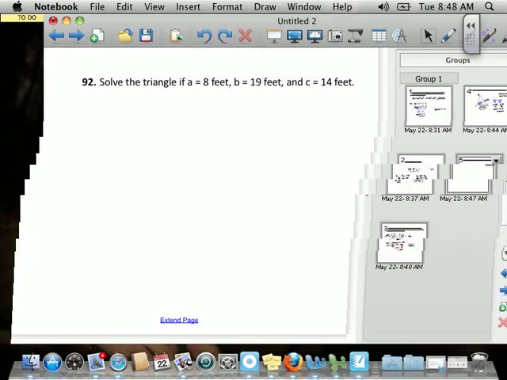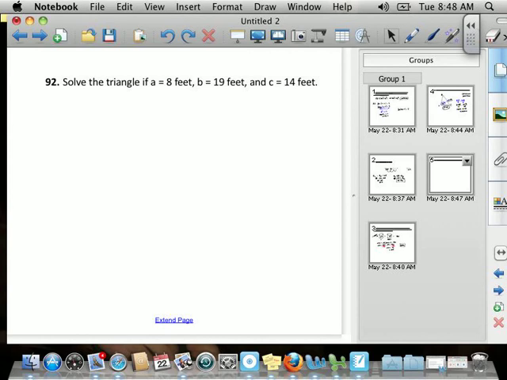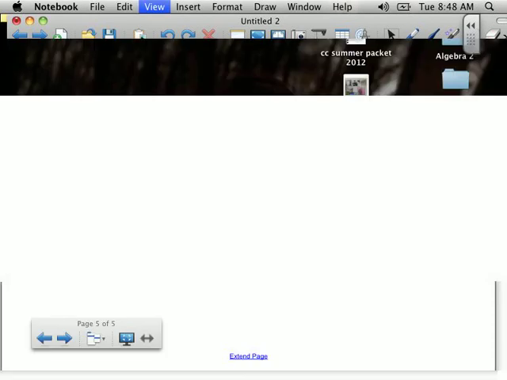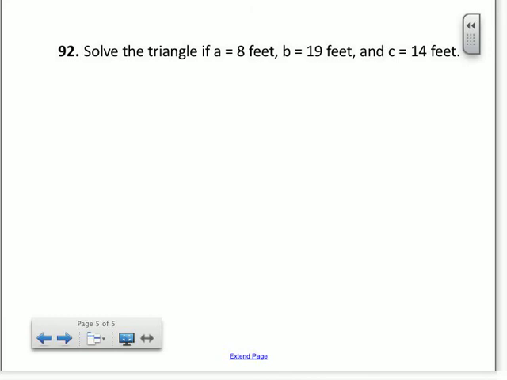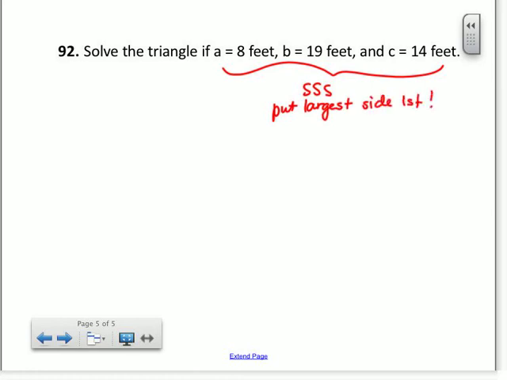Okay, so the weird thing, remember how Law of Sines has the really weird one where you could have more than one answer? So you could have no solution, one answer, or two solutions. Law of Cosines kind of has a weird case, but it's not super weird. Basically, if you have three sides, so we have side, side, side, then we want to put the largest side first.